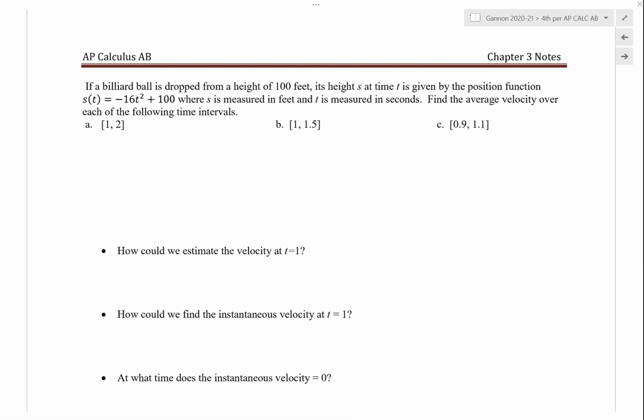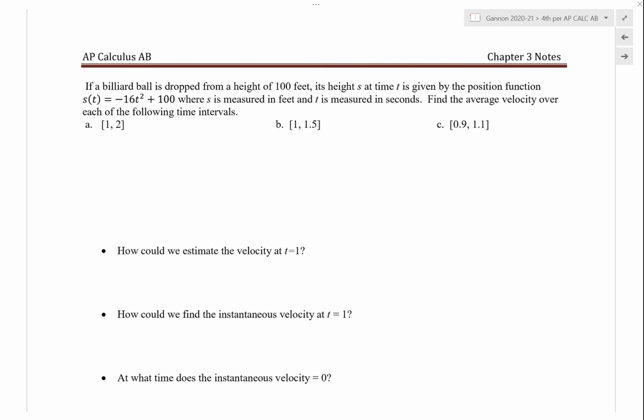So we got the back page of the notes, and it says if a billiard ball is dropped from a height of 100 feet, its height s at time t is given by the position function s of t equals negative 16 t squared plus 100, where s is measured in feet and t is measured in seconds. Find the average velocity over each of the following intervals.